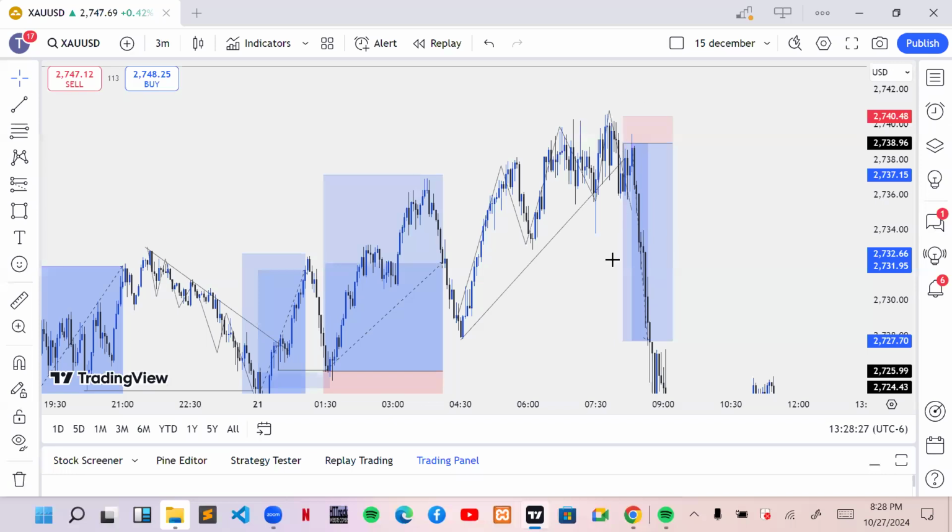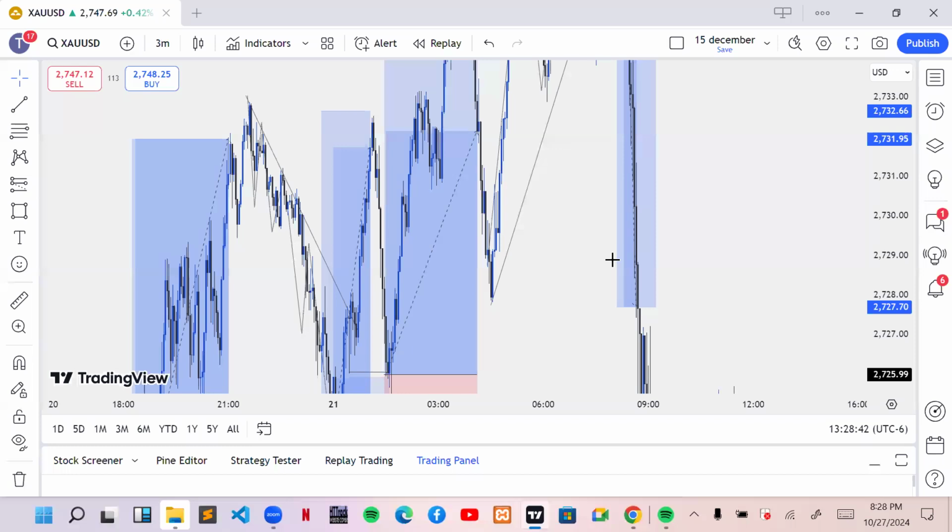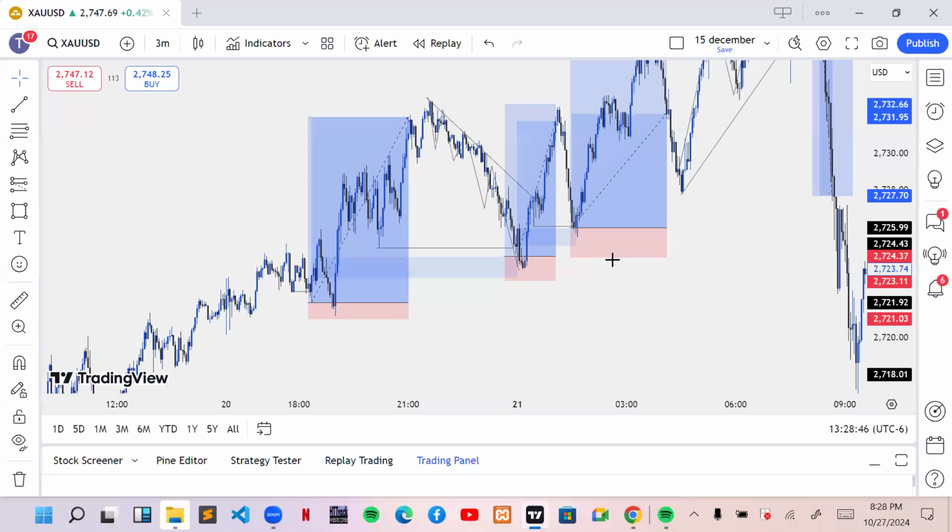And for the market to now take profit, it has to clear this entire trend line liquidity first before you can now start looking for reversals. So if liquidity has not been taken out, looking for reversals in the market is pointless. So that is one type of liquidity.